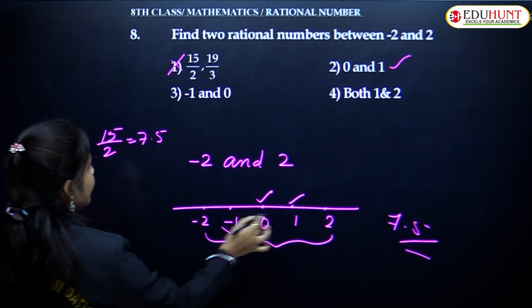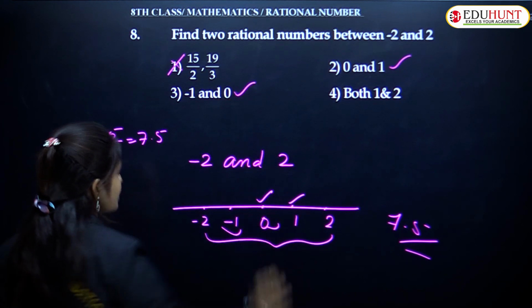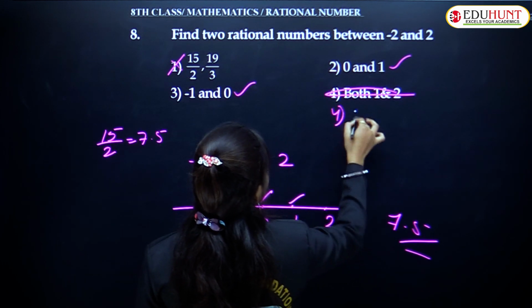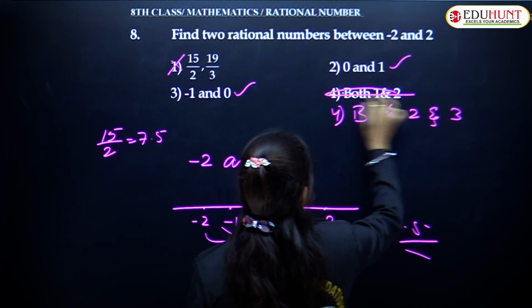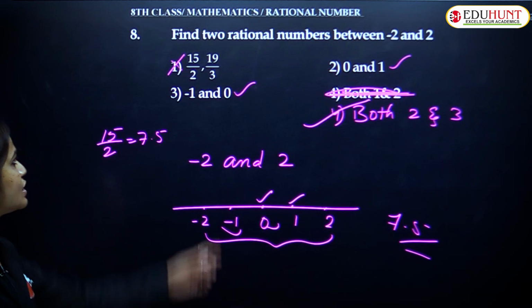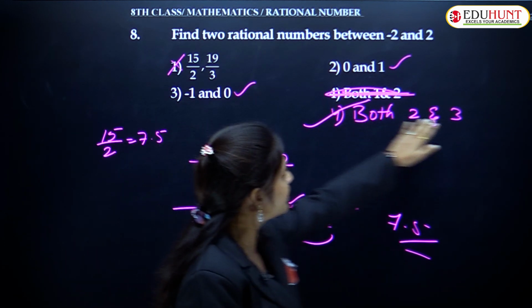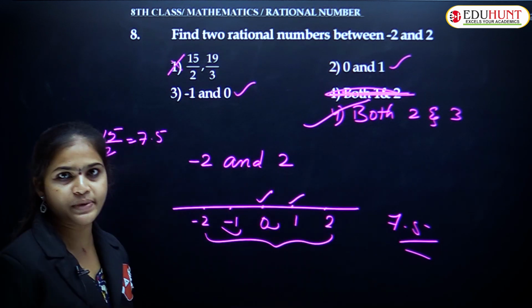Next, minus 1 and 0. Minus 1 and 0 are also satisfying. So this option is also satisfying. And here the fourth option is wrong. Just change that option: both 2 and 3 is the answer. So the second one is satisfying, the third one is satisfying. So change the option to both 2 and 3. So here 2 and 3 are satisfying.